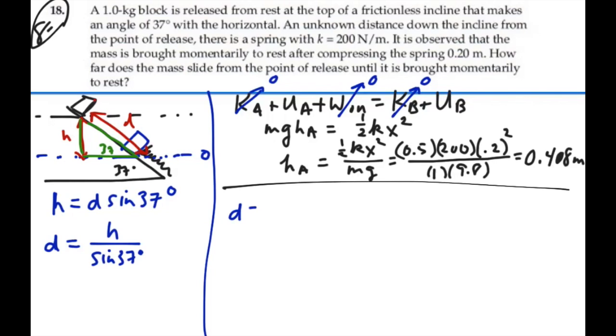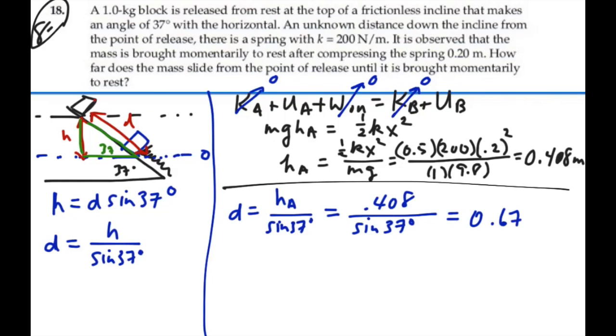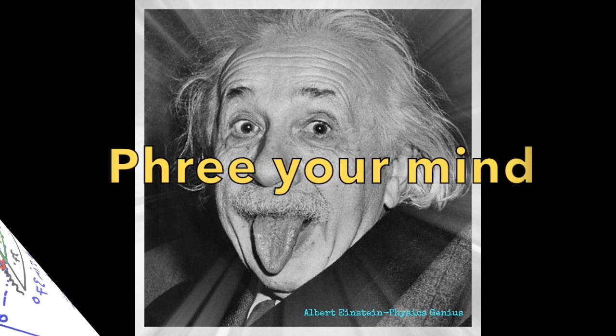Since D is equal to this H divided by the sine of 37 degrees, it's going to be equal to 0.408 divided by the sine of 37 degrees, and that is 0.678 meters. So the distance down the incline that we go is 0.678 meters. Answer.